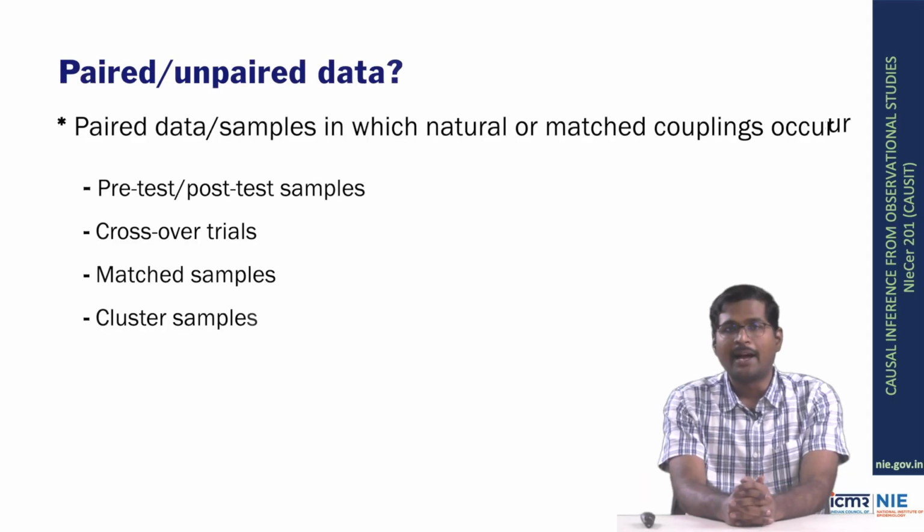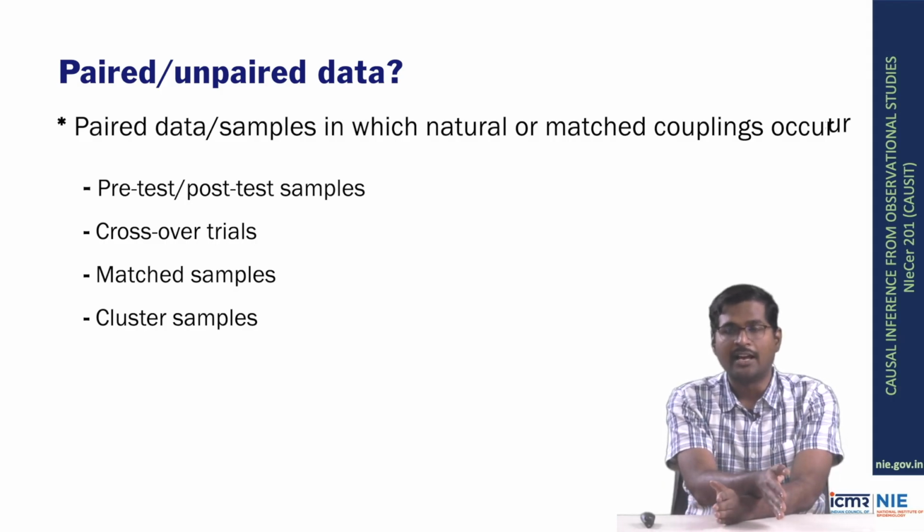I told you about paired and unpaired data, right? So let us see some of the situations where you will have pairing or matching in your data. As I said before, pre-test, post-test samples are paired data. Crossover trials, where you have two groups which receive interventions A and B at one time point. After a certain time point, you exchange the interventions and give them. So these are called crossover trials. These are again matched samples.